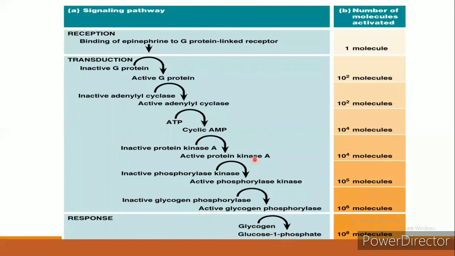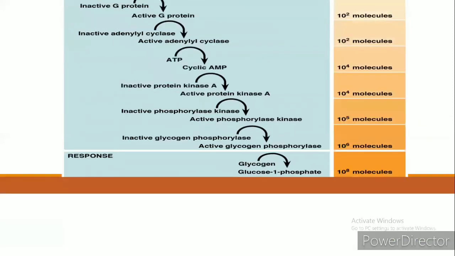Then this whole figure shows the outline of the epinephrine cascade, and each transduction step activates a number of molecules, which is the response of the epinephrine cascade. This is the first primary step, reception, where one molecule of epinephrine binds to the receptor and G protein. Then the transduction procedure is carried out step by step, and the response obtained is glucose 1 phosphate, about 10 raised to 8 molecules. This is all about the outline of the epinephrine cascade.